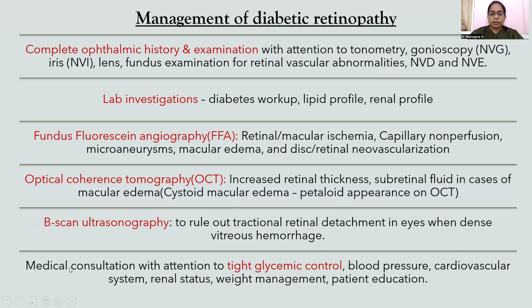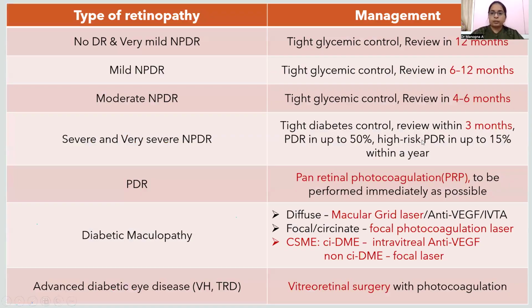So the general lines of management: you have to go for medical consultation for strict diabetes control, and other modifiable diseases should be kept in mind and kept in control. Smoking, the patient has to stop smoking, obesity control, etc. For diabetic retinopathy treatment per se, apart from this, tight glycemic control will always be there, okay? And other modifiable risk factors should always be met.